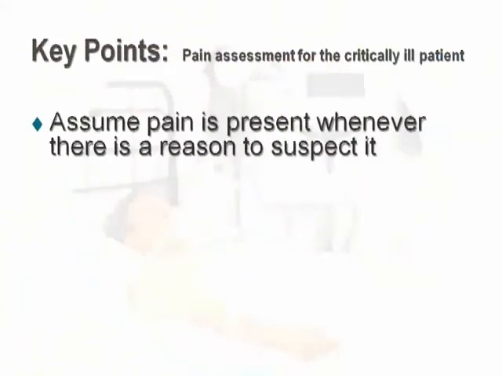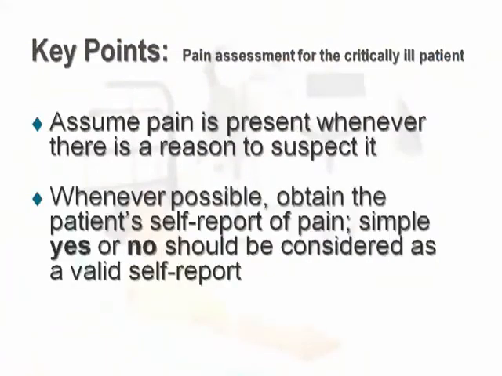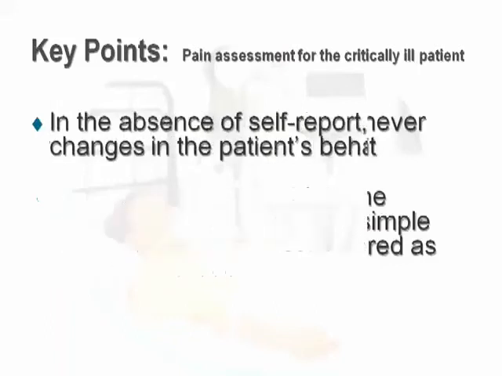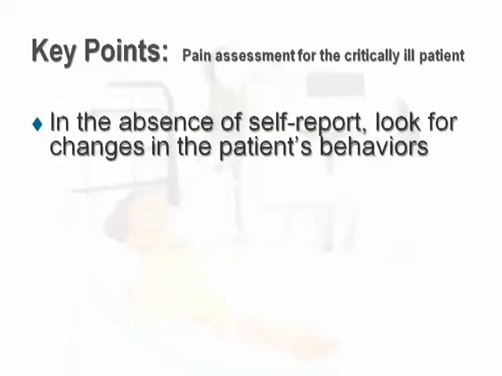Here are some key points to remember when assessing pain in critically ill patients. Consider that pain is present whenever there is a reason to suspect it. Whenever possible, obtain the patient's self-report of pain. A simple yes or no should be considered as a valid self-report. In the absence of self-report, look for changes in the patient's behaviors.